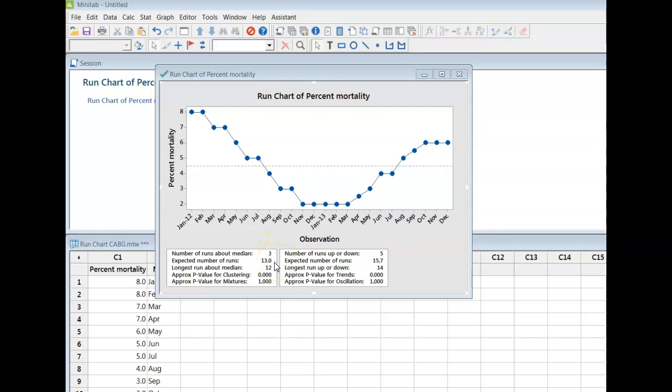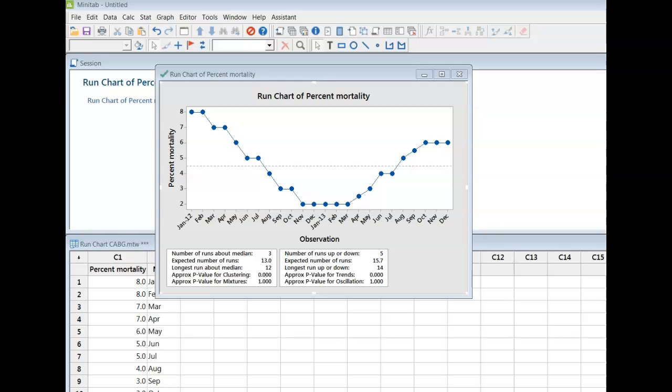So that really is telling me that my data are not very predictable. Down here it's telling me the longest run about the median is 12, and yeah, that's this one down here where there's 12 consecutive data points on one side of the median.